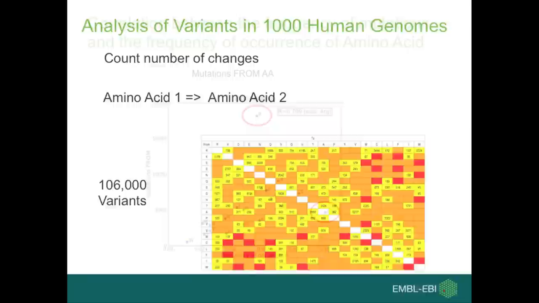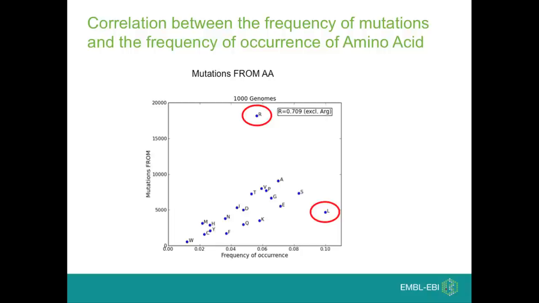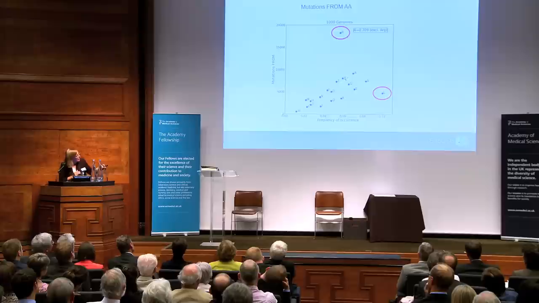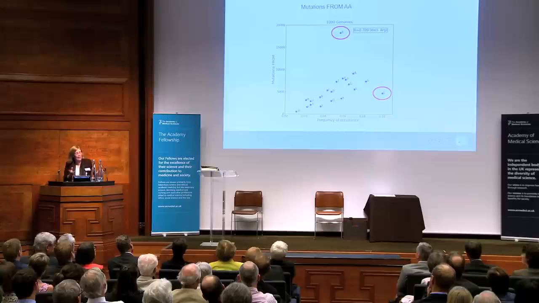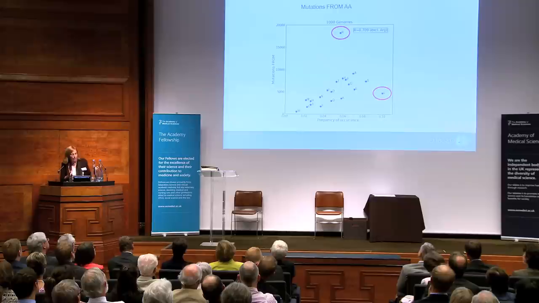And when you do this, you can plot things like the frequency of occurrence of the different amino acids, which are represented by these spots here. And you find that in general, the number of variants or mutations increases linearly. But there are exceptions. Arginine is changed about 10 times more often than any other amino acid, and leucine is changed much less frequently. This has been well known, but it comes out loud and clear from looking at these variants.